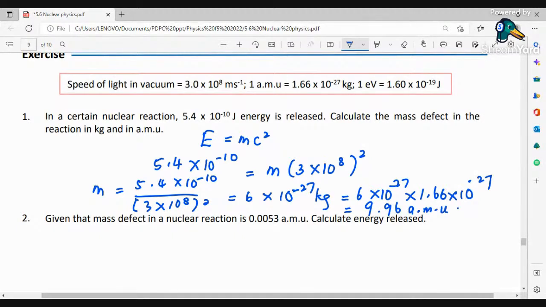Okay, now you need AMU. Sorry, saya divide. Bukan multiply, divide. Should be divide lah. Sebab kalau you tukar kilogram kepada AMU kepada kilogram, baru you multiply. Sekarang dari kilogram tukar AMU terbalik.